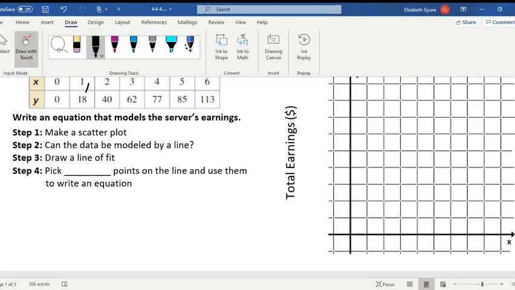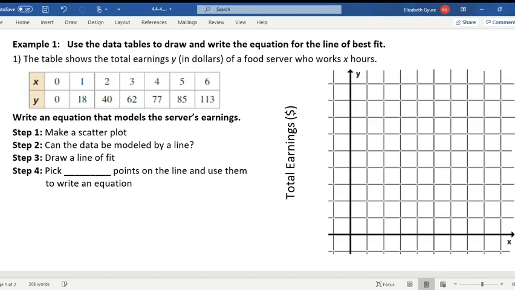Can anyone maybe think of a reason why this would not be a nice straight line if you're a food server making money, Lynn?